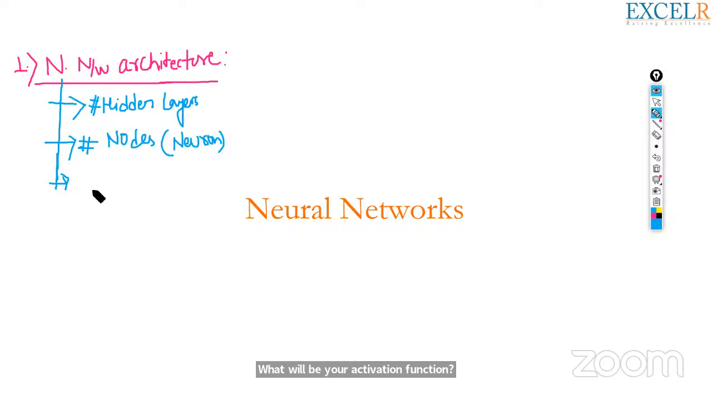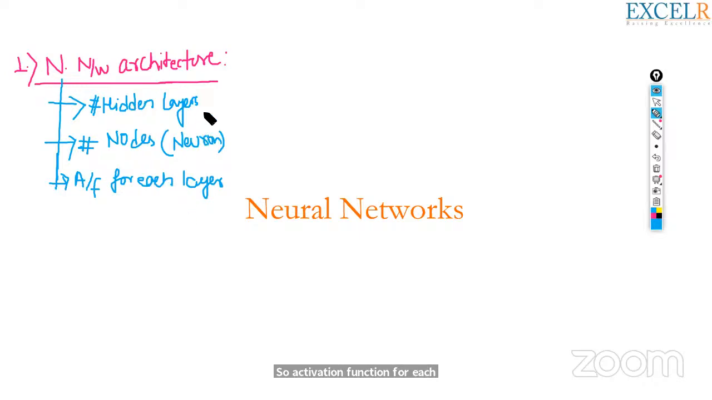So the activation function for each layer. This is what we design or define in the neural network architecture part. Now, once we define this neural network architecture with these three pieces of information, then the second phase is called compilation.